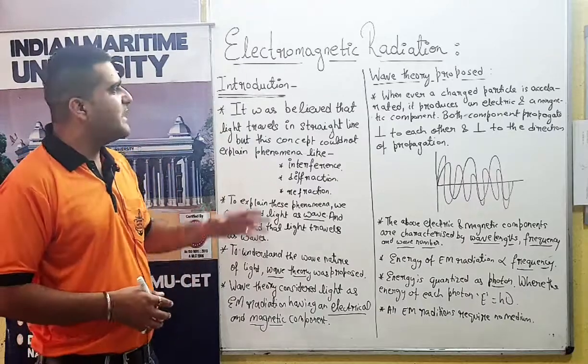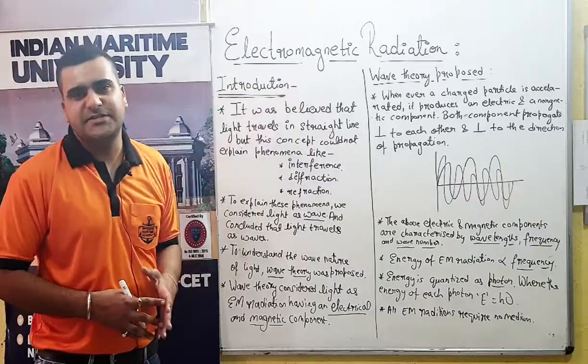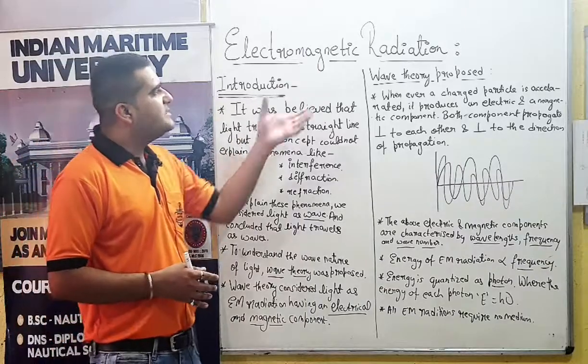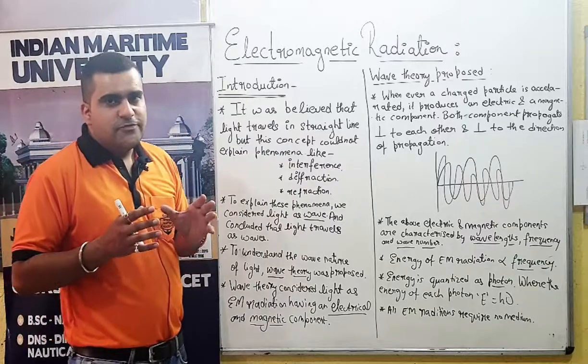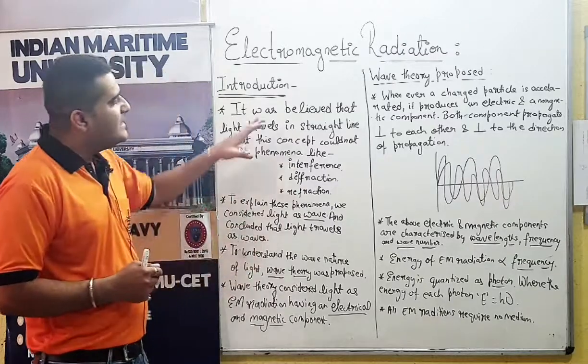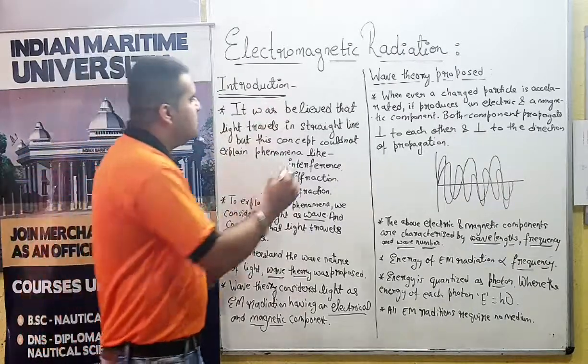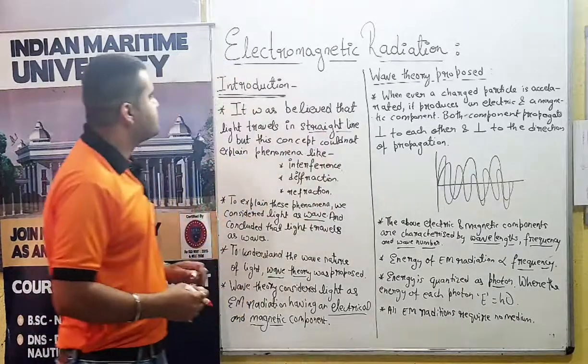So in physics we will start a new chapter, which is electromagnetic radiation. First of all, let's understand where this term electromagnetic comes from. First of all, we believed that light travels in the form of a straight line.